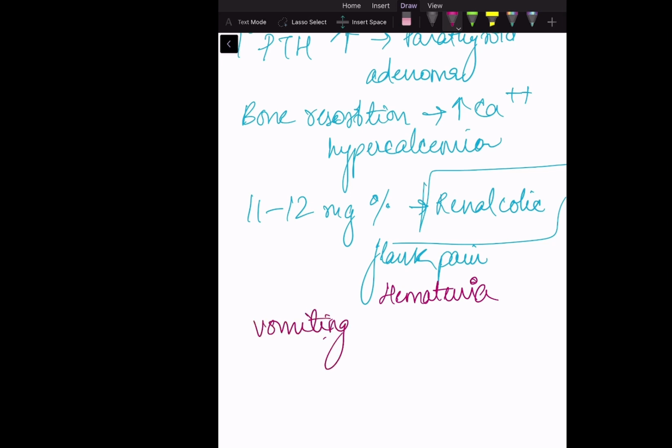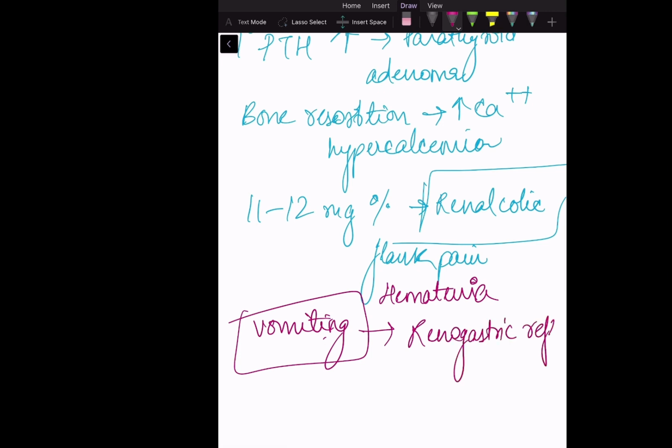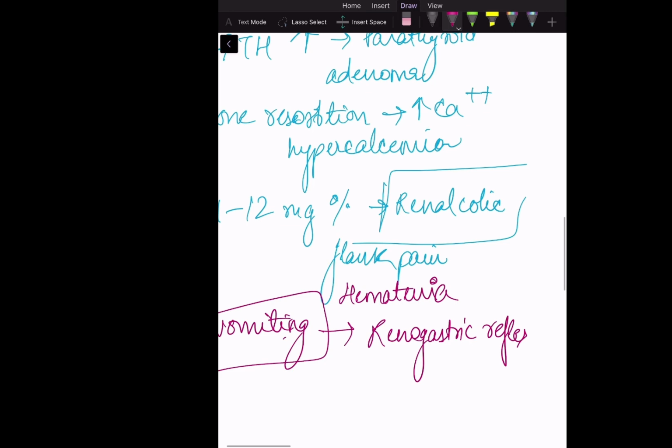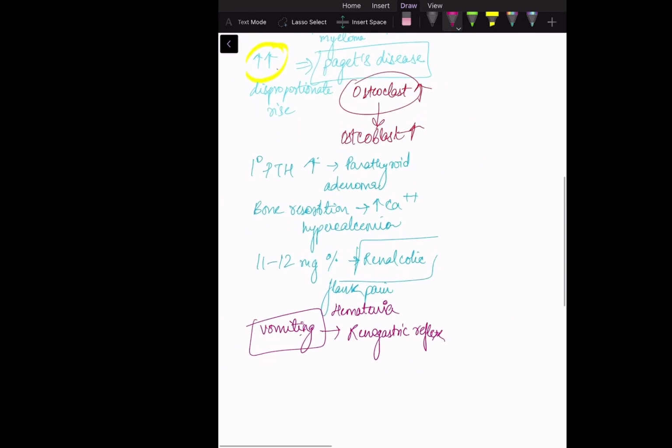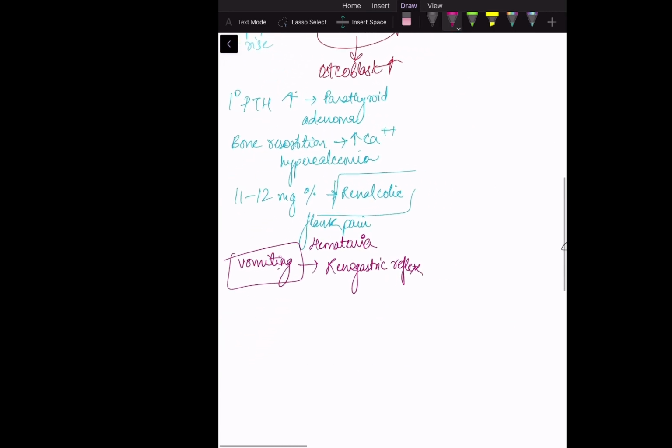Why does vomiting happen? It happens in renal colic. People will ask me why, because of the calcium deposition. It is not that; it happens because of gastric reflex. Vomiting happens, so there are recurrent episodes.